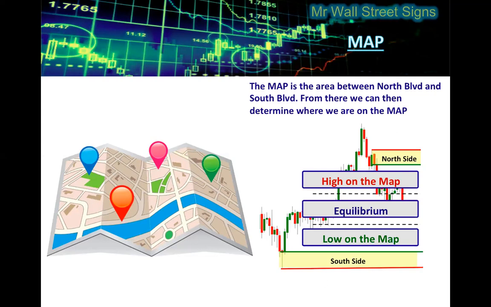So again, once you identify north side and then you identify south side, you can see where you are on the map. If you want to go long, where do you typically want to be? You want to be at the bottom of the map. And if I'm shorting, I want to be at the top of the map. So when we talk about south side, north side, you all know what we're talking about now, right? Give me a 1 if you follow me.